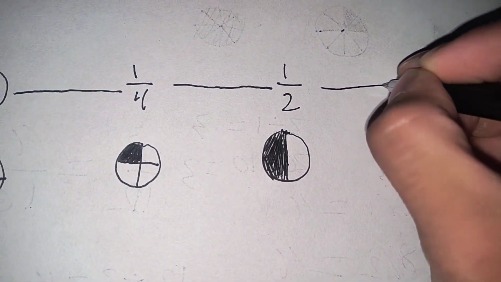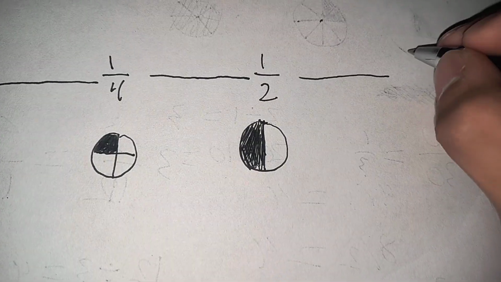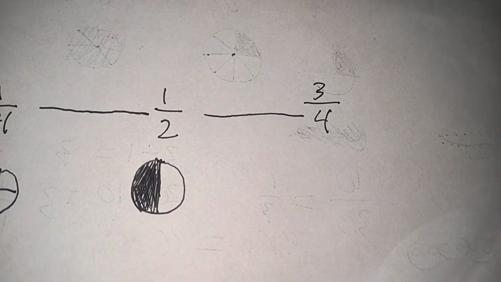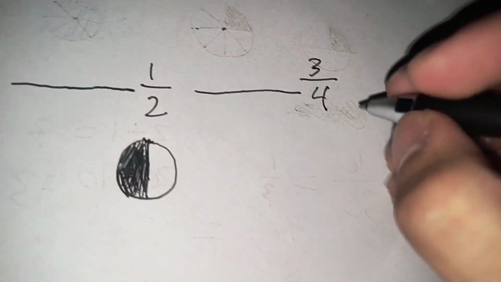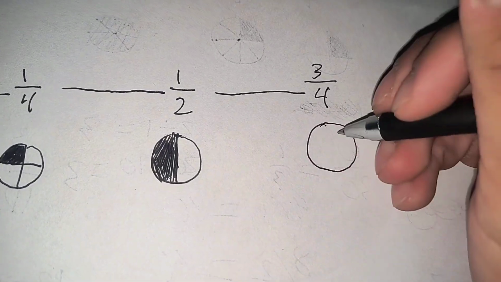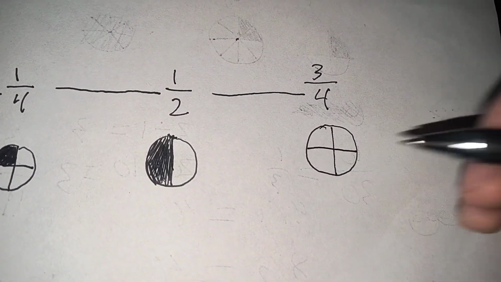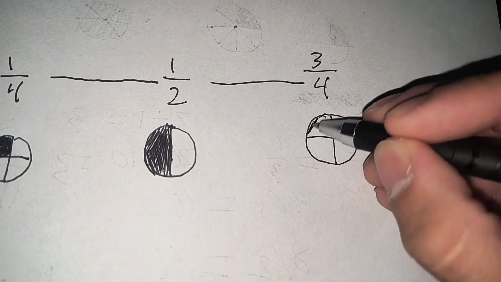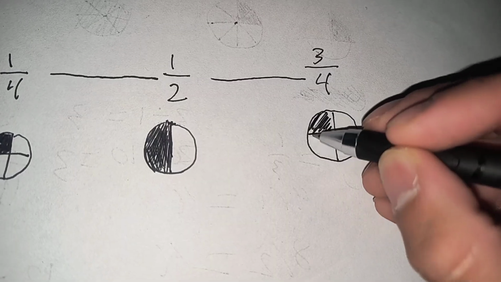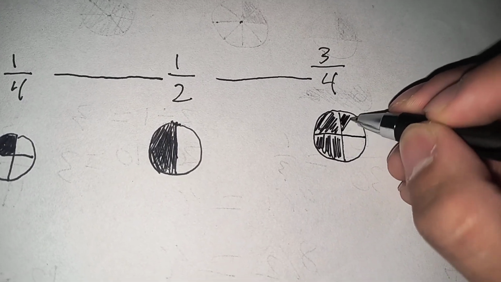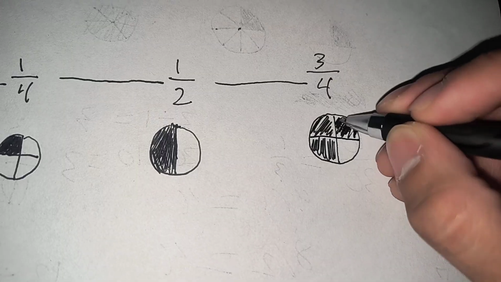And then our next benchmark fraction is 3/4. The 3/4 represents exactly what it sounds, 3/4. Okay, we have 4 quarters. See, 1, 2, 3, 4, and this represents us. Color 1, 2, that's half, and then 3. 3 parts out of 4.